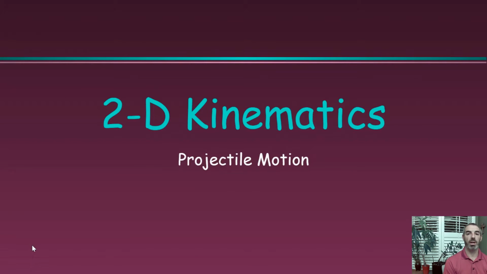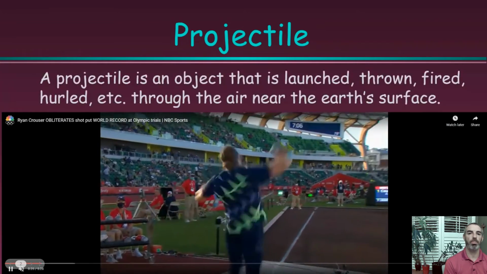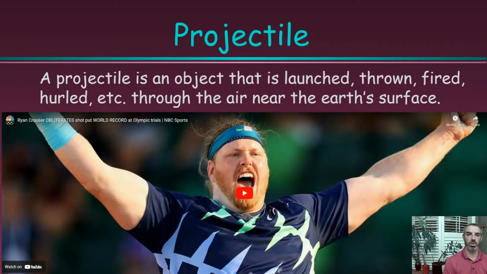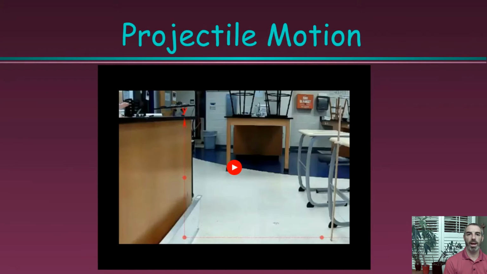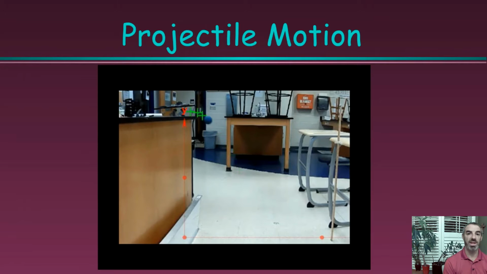Today we're going to look at 2D kinematics, projectile motion. What is a projectile? We can see here Ryan Krauser's throwing a projectile, a shot put that launches through the air. So it's anything that's launched or hurled near the Earth's surface. Making it a little simpler, let's look at a racquetball rolling off of the table. And we can slow that down and mark its position at multiple points in time and see that it takes a path that's kind of a parabola shape, which is called a parabolic trajectory.